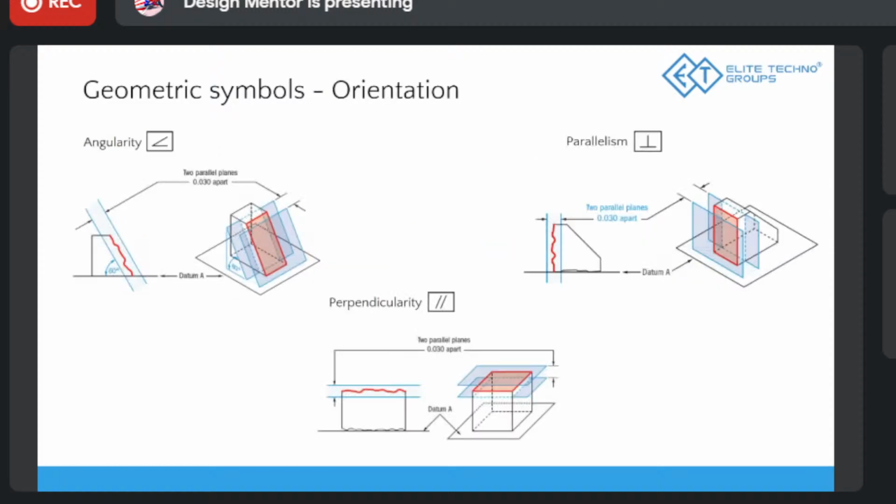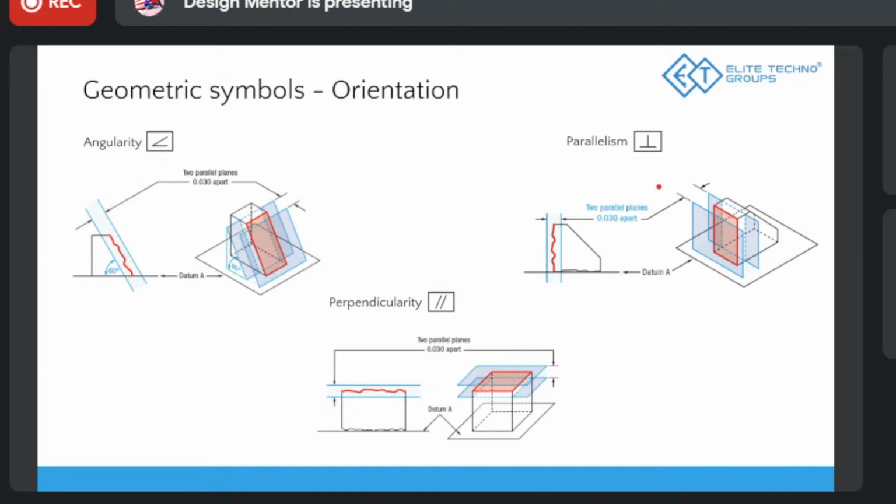And let's come to orientation, where we talk about angularity, perpendicularity, or parallelism. Here also it's very easy. If you're given an angle of 60 degrees and you give a tolerance of 0.03, the angled line should be at 60 degrees approximately and should lie between these two lines exactly. If it's going outside these, like 60.05 or something like that, it's not right.